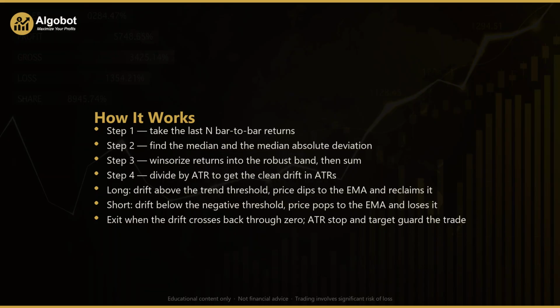Risk management works on two levels. A live trade is closed the moment the clean drift crosses back through zero against the position, because that means the robust regime itself has turned. On top of that, every trade carries a protective ATR stop, 2 times ATR by default, and a wider ATR target, 3.5 times ATR, letting a clean trend leg run, while capping the loss if price reverses hard before the drift flips. The strategy holds only one position at a time per magic number, and an optional spread filter blocks entries when trading costs are too high.